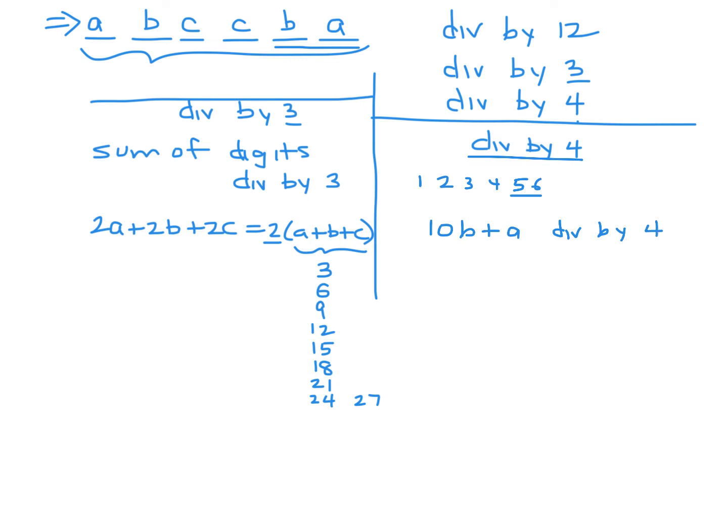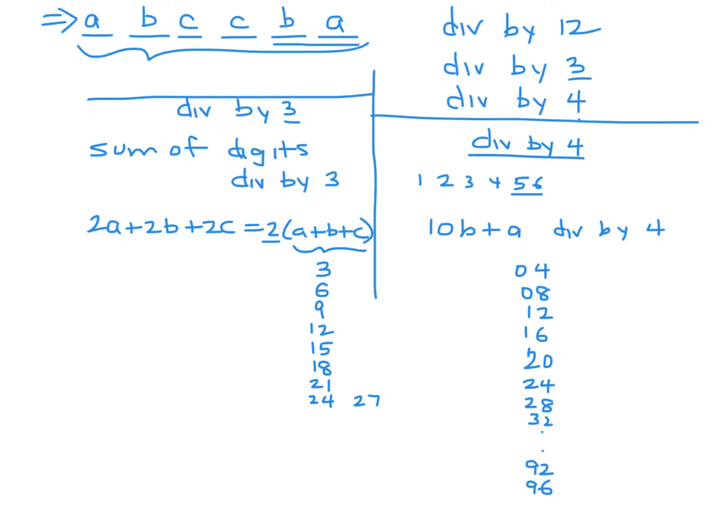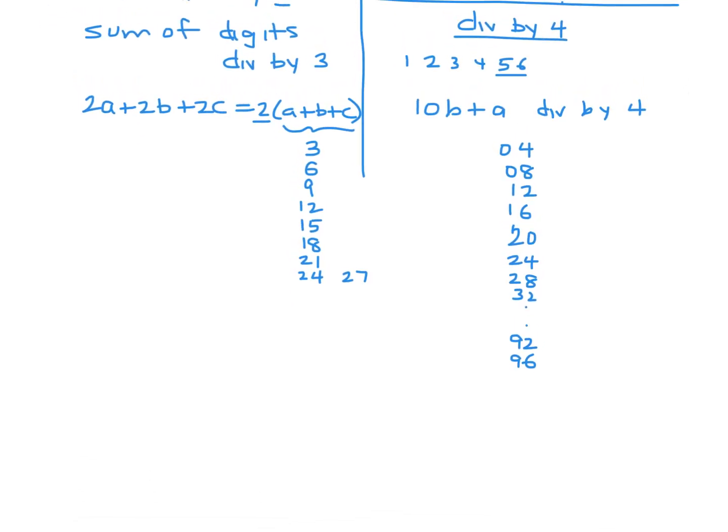So it's either going to be 4 or 8 or 12 or 16 or 20 or 24, 28, 32. Oh, and then it just keeps on going, all the way till 92, 96, which is the largest two-digit number divisible by 4. So we got a lot of choices with our criteria. So now we have to combine this and this and see what we can do.